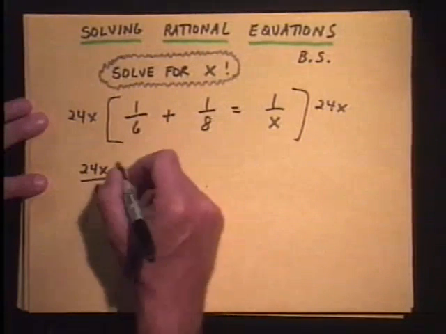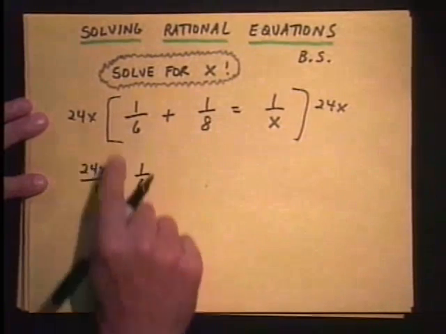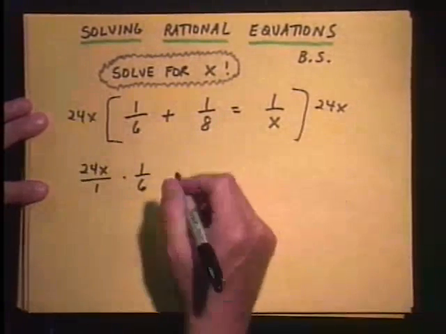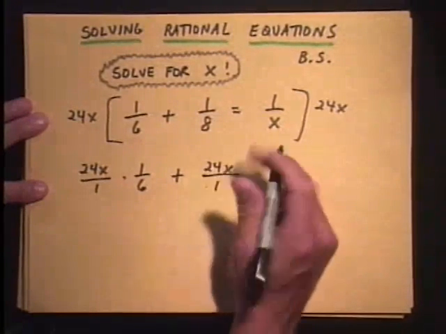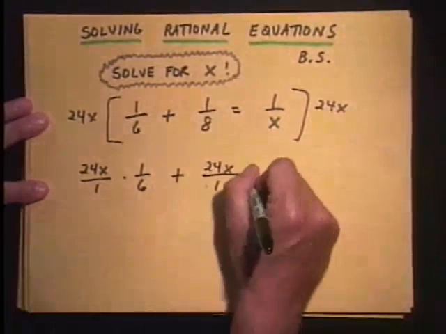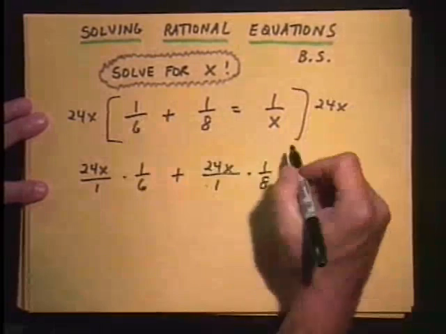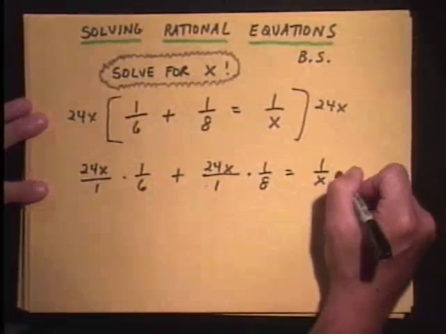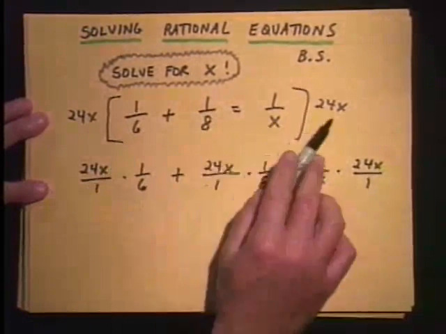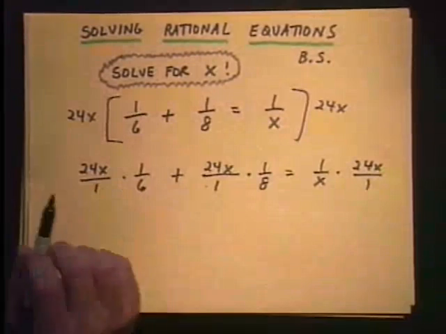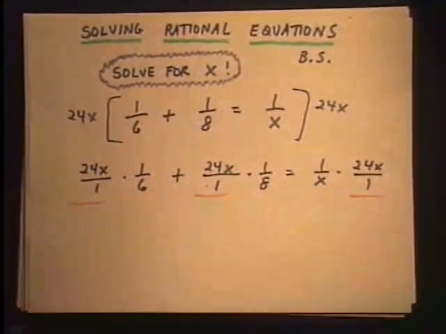So let's just go ahead here. Take 24x over 1 times the 1/6. Write it out. I get a lot of students that just try to do these in their head and they get in trouble. Plus, we're going to take the 24x over 1. Now, you know why I'm putting this over 1 when I multiply it through? Because then I can see the chop chop or cross cancel better. Equals 1 over x times 24x over 1. So I'm taking each term and making sure I hit it with the 24x. And if you want to, you can even color code these, so we're getting them underneath each thing there.